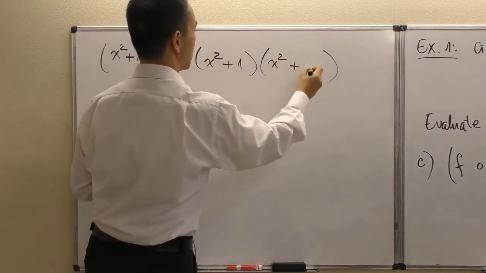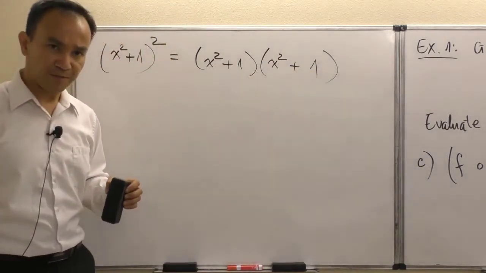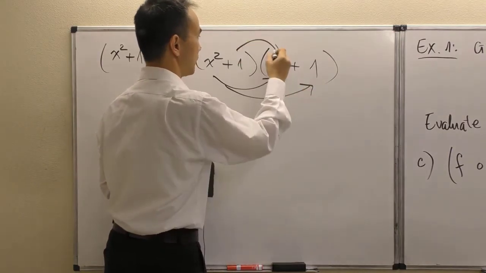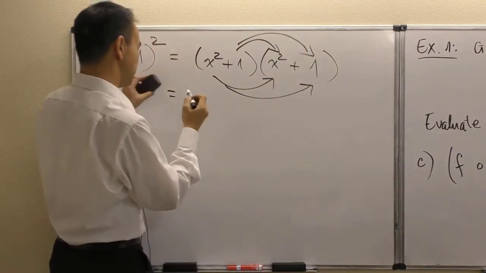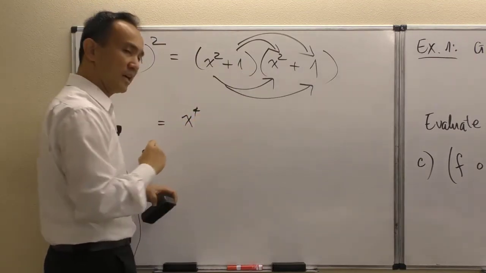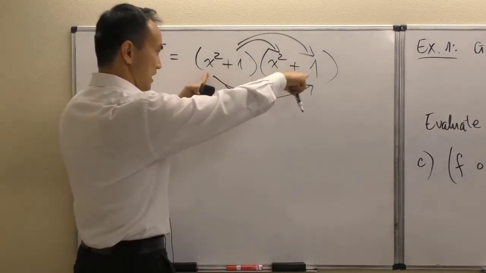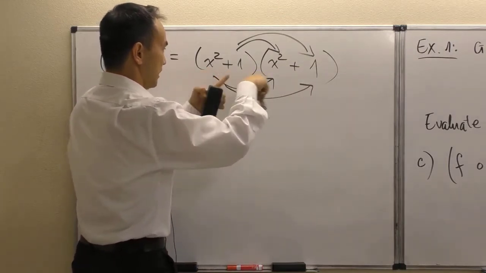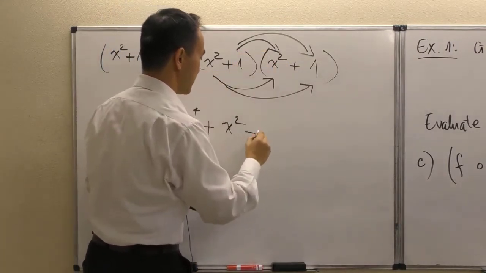It's a product of two identical factors. Okay, and so now we're going to FOIL. x squared times x squared consequently gives me an x to the fourth. x squared times a 1 consequently gives me an x squared. 1 times x squared gives me another x squared term.